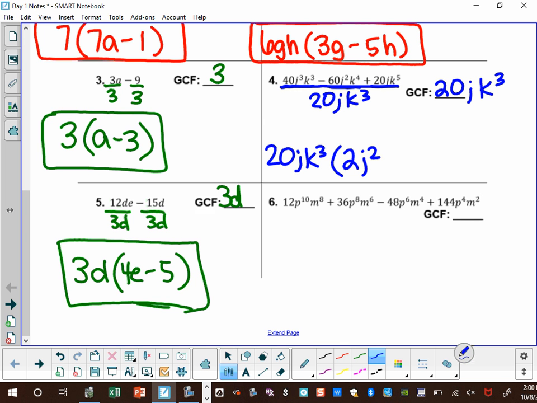Negative 60 divided by 20. You get negative 3. J to the 2nd divided by J. There's how many left over? 1. Just 1 J. And then K to the fourth divided by K to the third. There's how many left over? 1. Positive 20 divided by 20 is just positive 1. J divided by J, those cancel out, they're the exact same. K to the fifth divided by K to the third, there's how many left over? 2. There's 2.